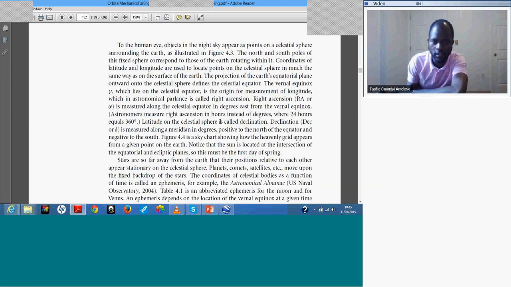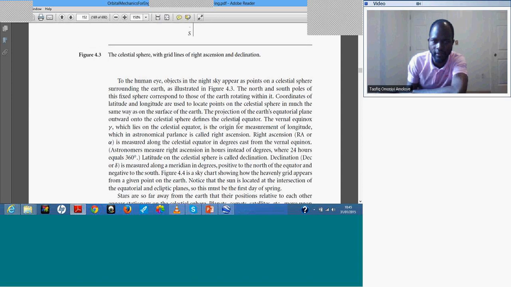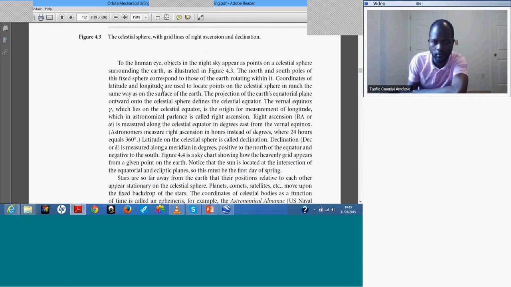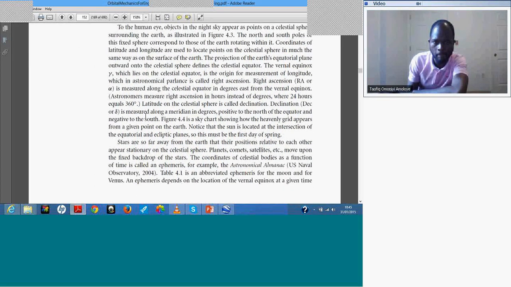Lines of latitude on the celestial sphere are called declination. Declination is abbreviated as dec, and it's positive to the north of the equator and negative to the south of the equator.